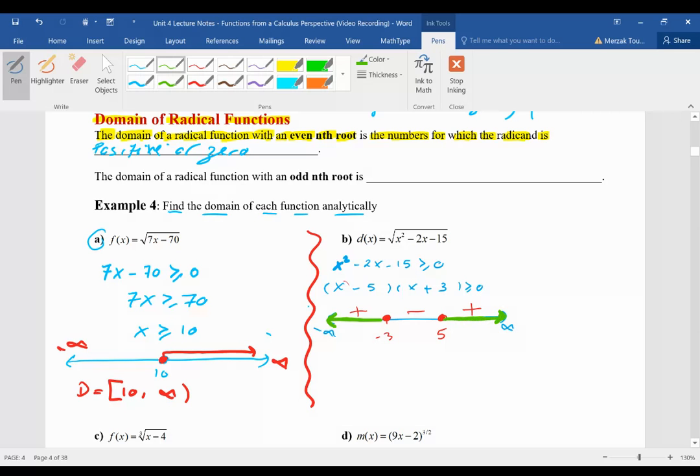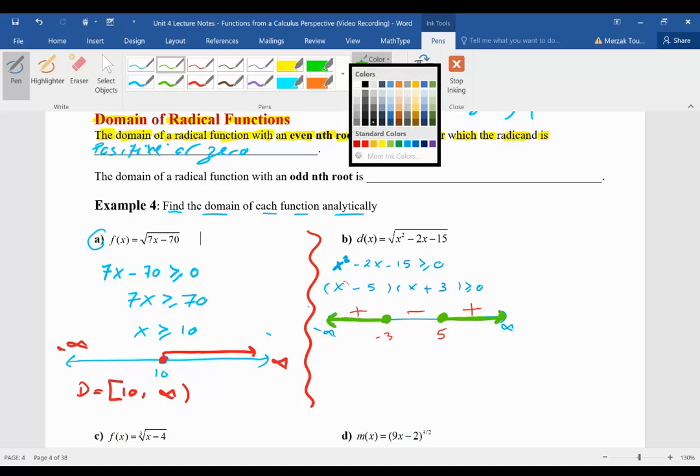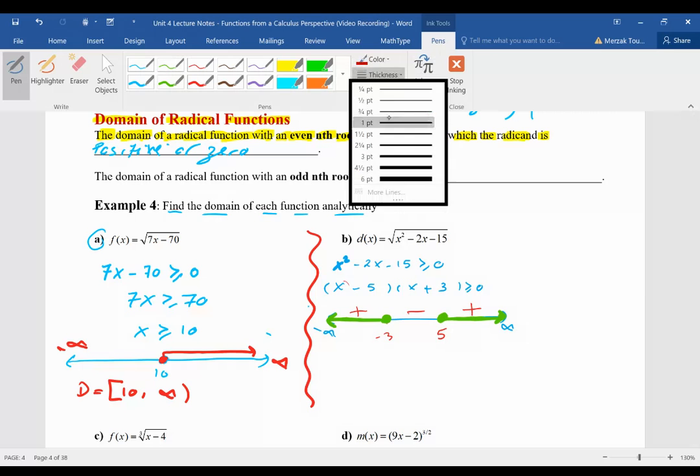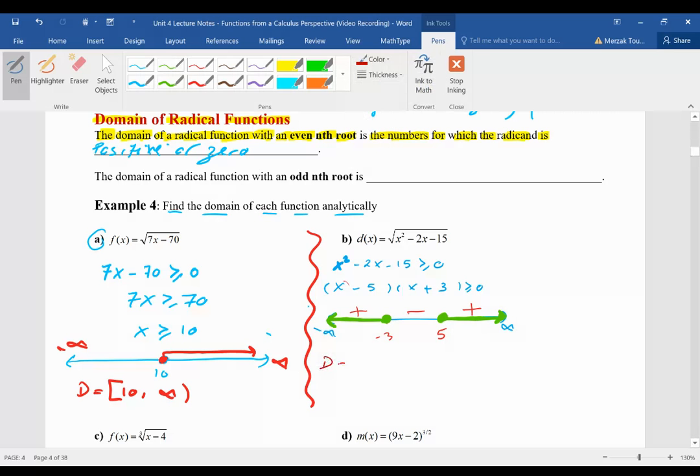And of course, we will be including the zeros as well, which are at -3 and at 5. So the domain would be from -infinity, comma -3, including -3, so we use a bracket, union bracket 5, because we do include it, comma infinity.